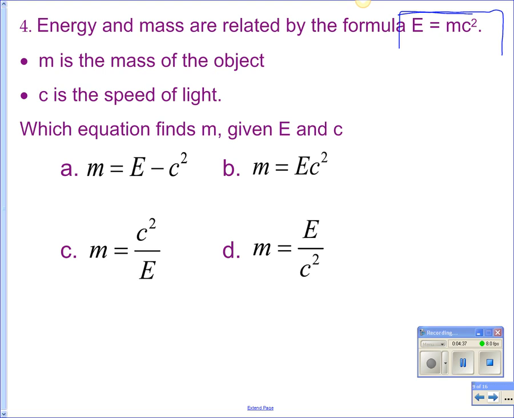Okay? All right, Summer, what letter does it want you to get by itself? All right, so look at your answer choices. What letter does it want you to get by itself? M. And this says, which equation finds M? So they want M by itself. So I'm going to circle M and draw my line.